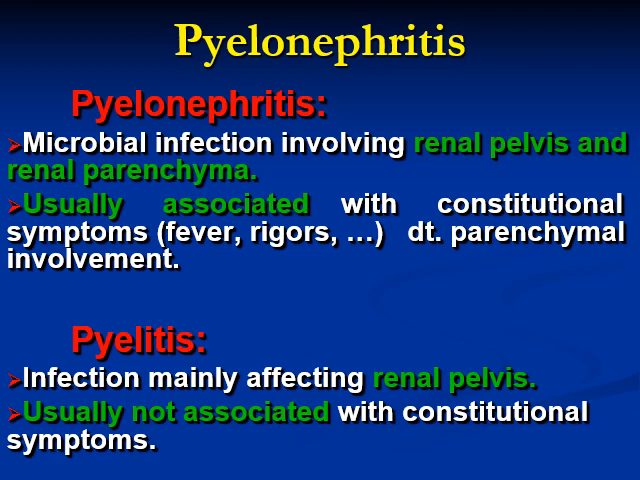Pyelonephritis is the microbial infection involving the renal pelvis and the renal parenchyma. It is usually associated with constitutional symptoms in the form of fever, rigors, chills, myalgias, and arthralgias due to the parenchymal involvement. Pyelitis is an infection that is mainly affecting the renal pelvis. It is usually not associated with constitutional symptoms.